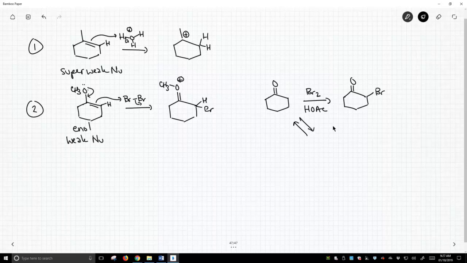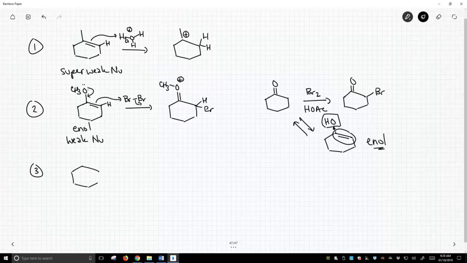Well, under acidic conditions, we rapidly established this equilibrium of the enol tautomer, and that enol tautomer, this alkene with the oxygen attached, was the nucleophile that attacked the bromine. So it's very important chemistry. Okay.